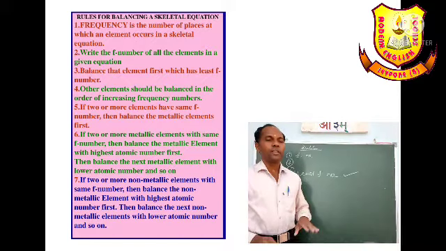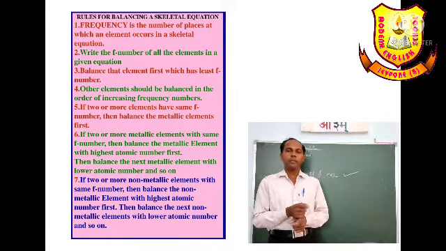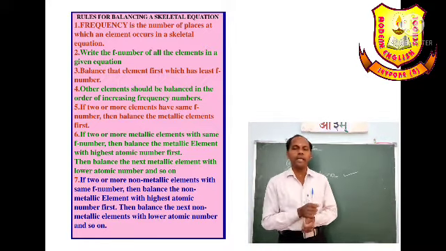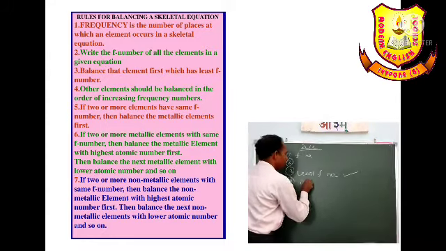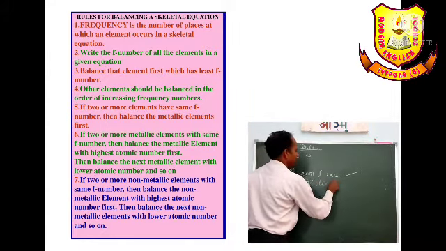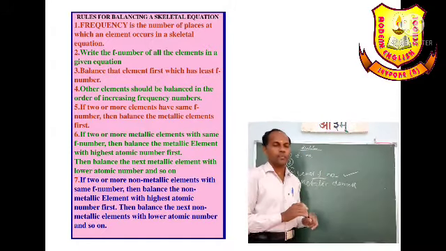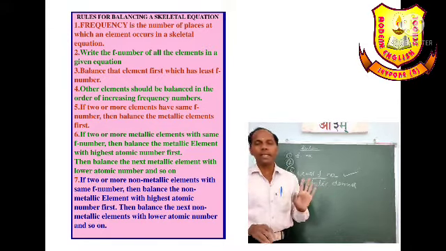If two or more elements have the same f number, then we have to balance the metallic element. We have to give importance to the metallic element, which will be balanced first.